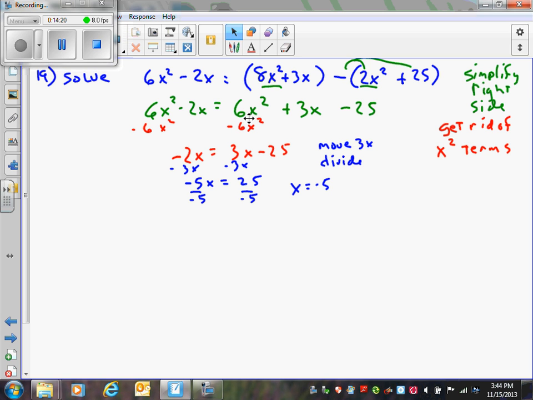Now we got to get rid of the x squared terms because you don't know how to solve quadratic equations yet. I've got 6x squared on both sides. They're going to cancel out. Minus 6x squared, they go away. Leaves me with minus 2x equals 3x minus 25.